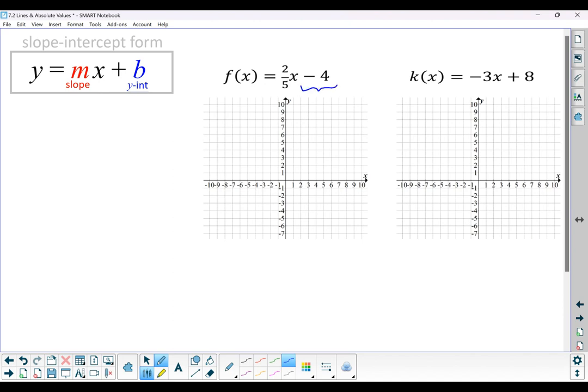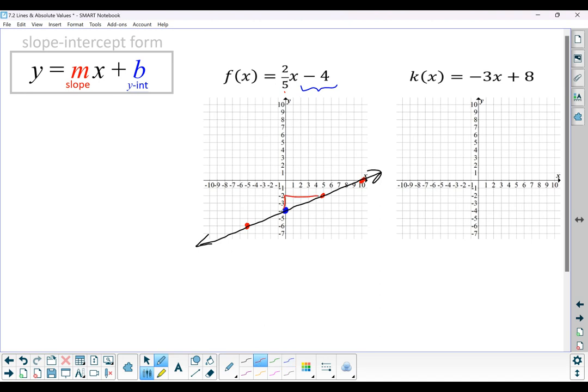The constant is the y-intercept. So this function has a y-intercept of -4, and then we can count the slope from that y-intercept, up 2 over 5, up 2 over 5. So we've got this line down here. That's an increasing line.